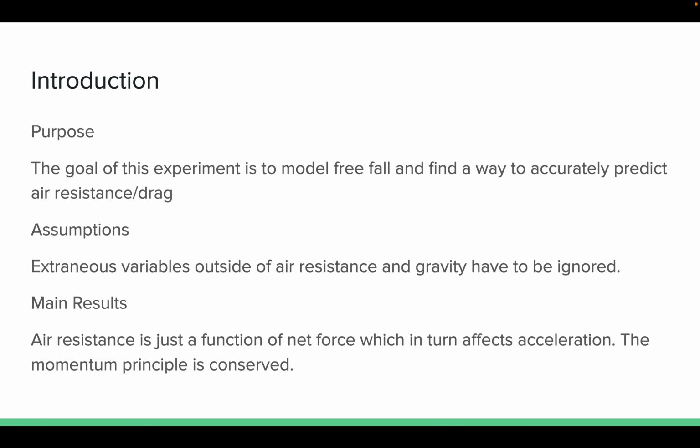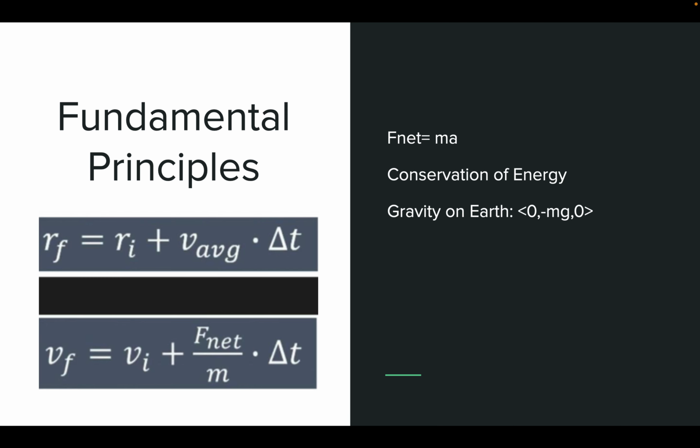So the introduction: the goal of the experiment is to model free fall and find a way to accurately predict air resistance and drag for the model video that we're going off here. Assumptions are that extraneous variables outside of air resistance and gravity should be ignored. As for main results, air resistance is just a function of net force, which in turn affects acceleration. The momentum principle is conserved, and you'll see that from the experimental data, or the computational data.